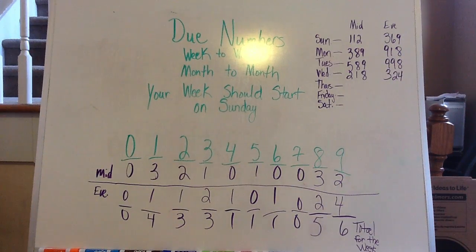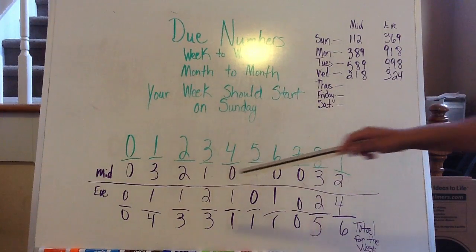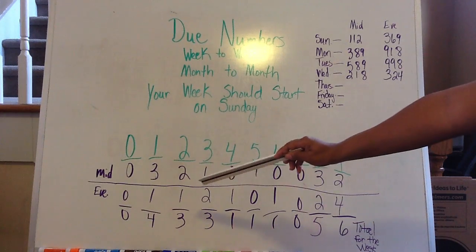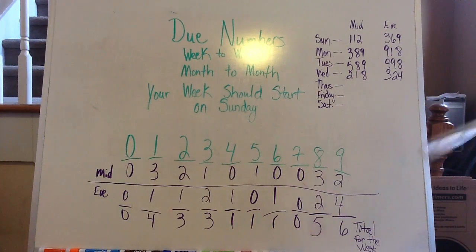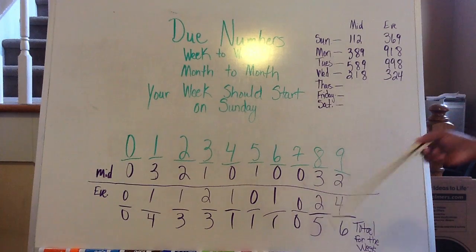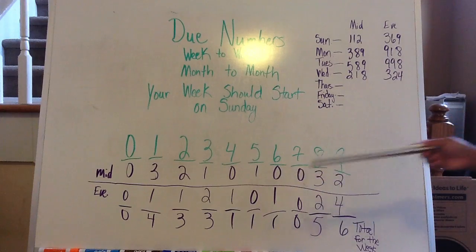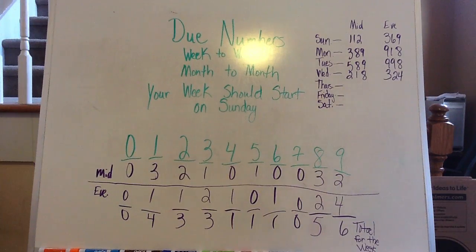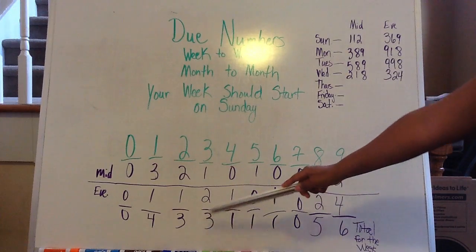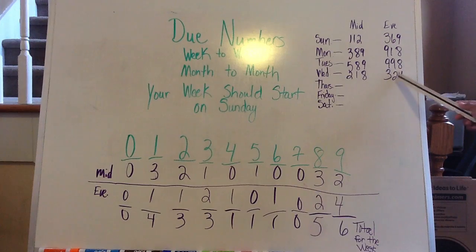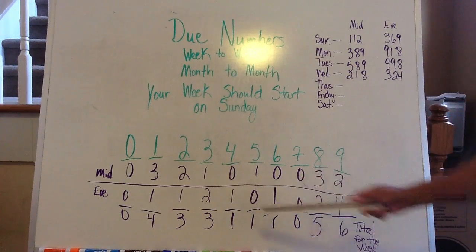Now we go over to your evening drawings. So 0 hasn't fallen, so I put a 0 there. 1 has fallen once, so I put a 1 under there. 2 has fallen once, so I put a 1 under the 2. 3 has fallen 2 times. 1, 2. So I put a 2 there. 4 has fallen 1 time, so I put a 1.